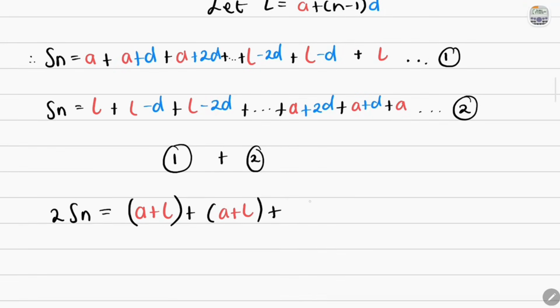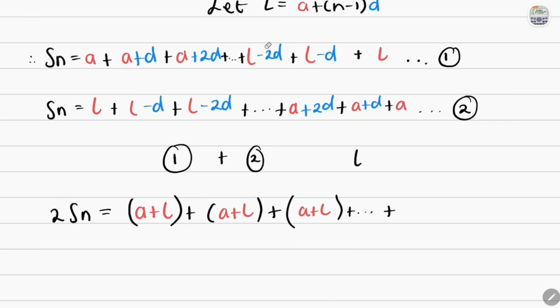And then in the third term, look at what happens again. You're saying A plus 2D plus L minus 2D. Well, 2D and 2D will cancel and you'll be left with A plus L again. Okay, so A plus L. And this will keep happening. And we keep going. That keeps happening. And you can even see it with these last terms as well.